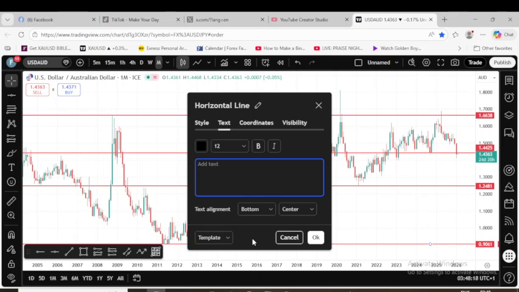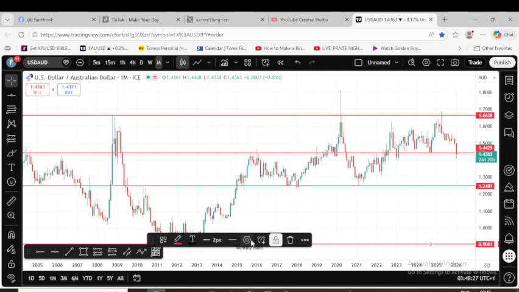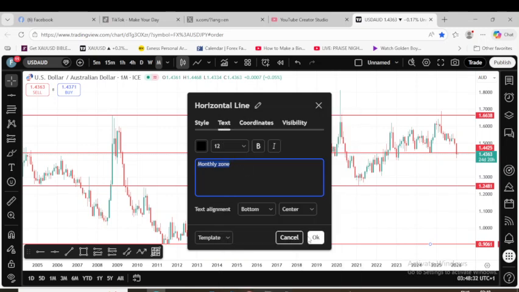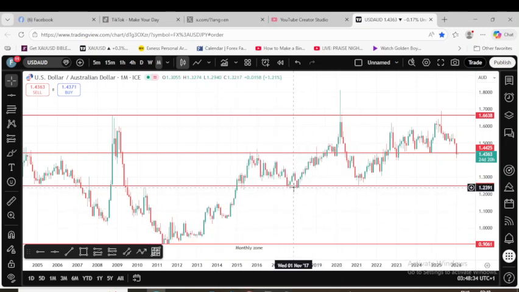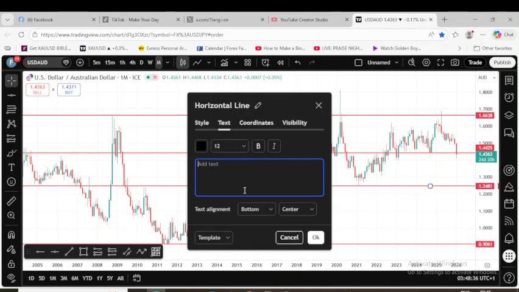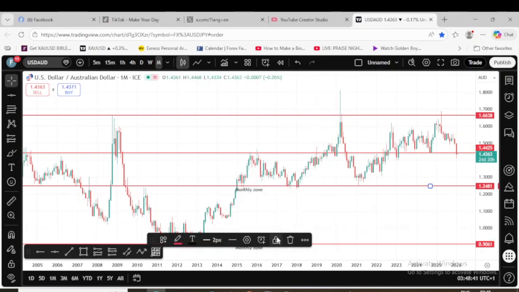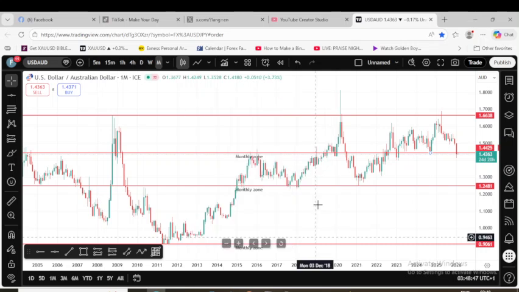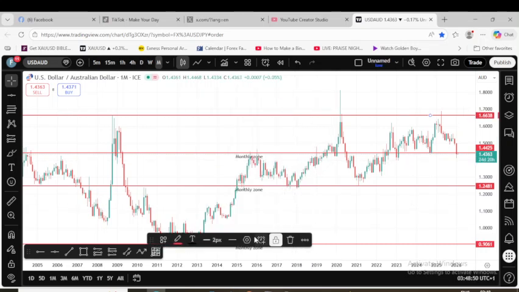So, this is a monthly zone. Now, we'll identify our zones and let's see if we can identify any potential trend lines. But before that, let's continue to identify our zones. This is a monthly zone. This is another monthly zone. And this is also a monthly zone.